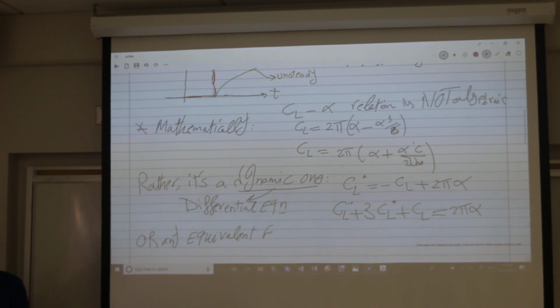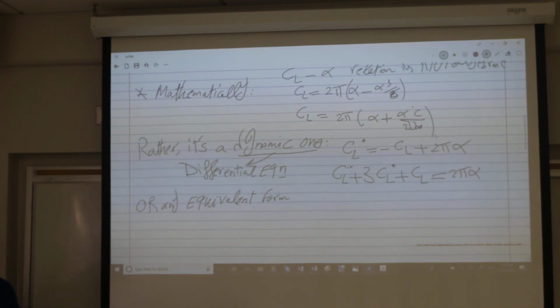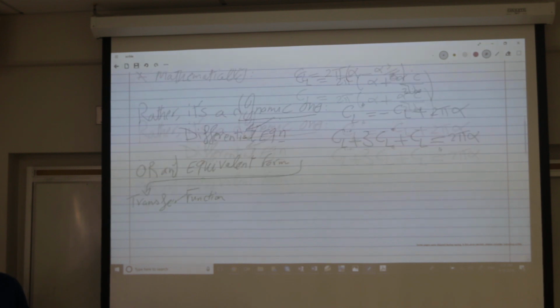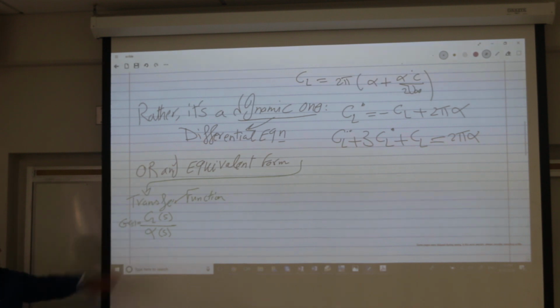What do you mean by an equivalent form? You guys know it, and we did it in the first lecture. A dynamical system can be described by a transfer function, which, for a linear dynamical system, is the Laplace transform of the output, my lift, as a function of s, divided by the input, my angle of attack as a function of s, at zero initial conditions. If you give me a transfer function, I will very happily accept it. Or equivalently, a state space model.